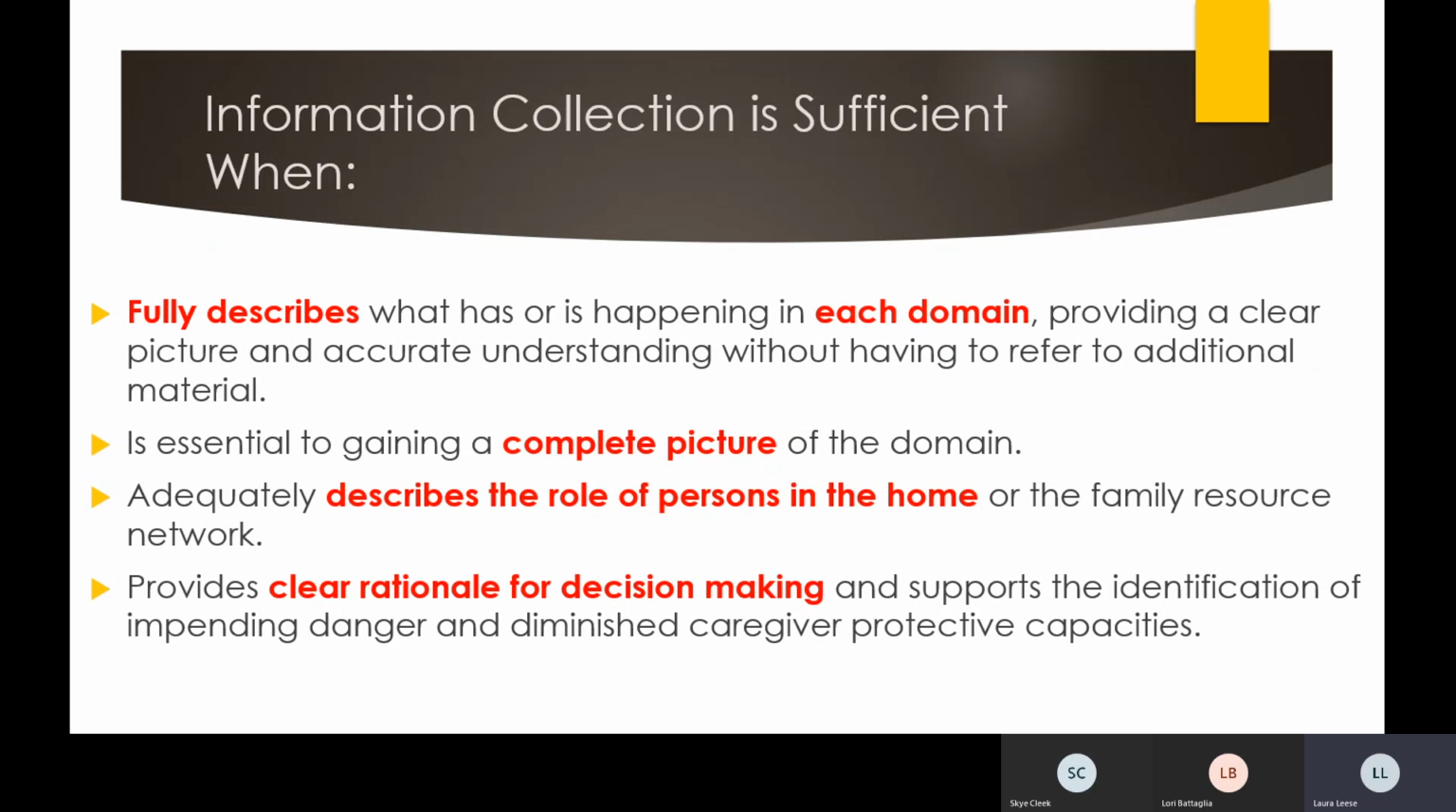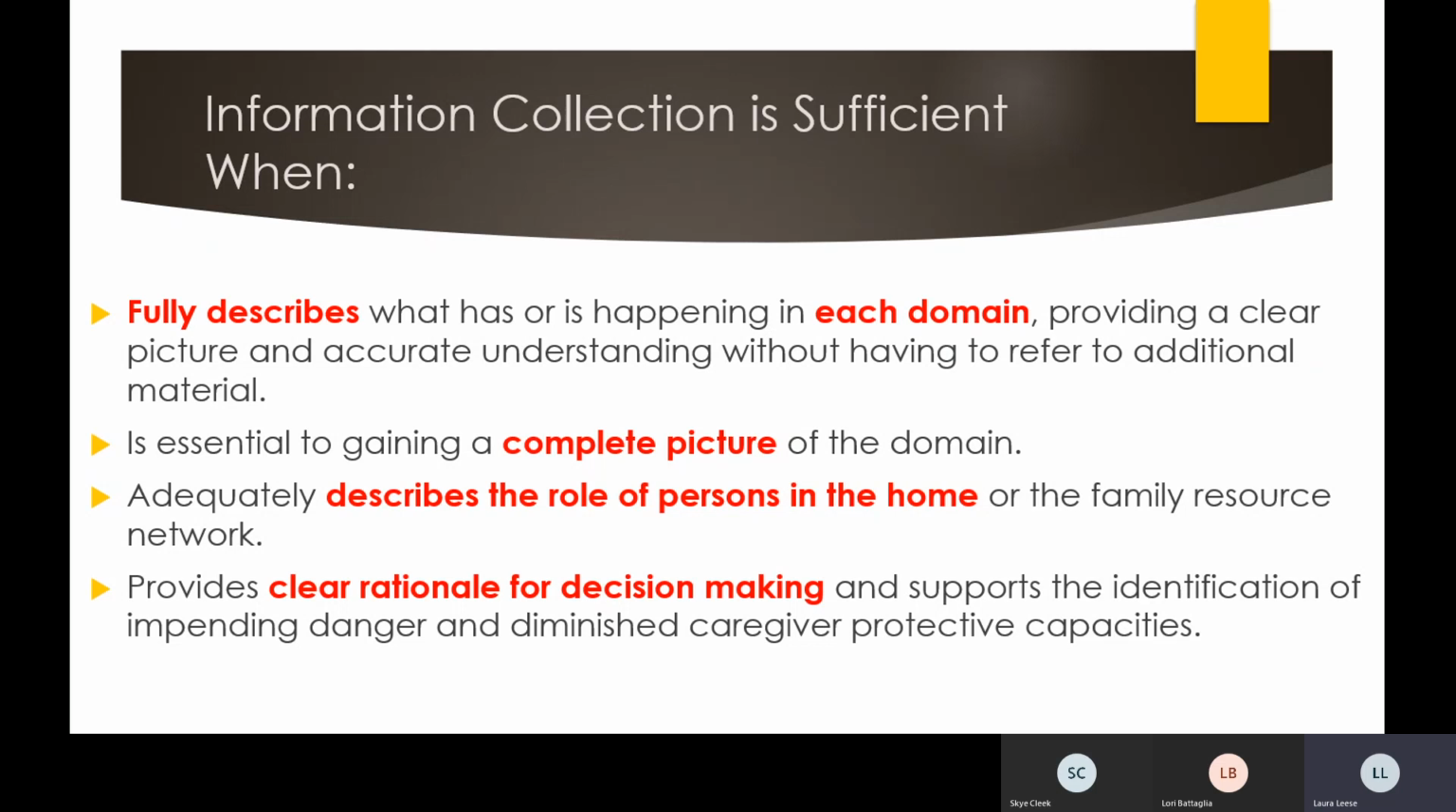Sufficient also means it adequately describes the roles of the persons in the home or the family resource network. So what that means is if there are two adults in the home, are they both caregivers? Is there one primary caregiver? Is there one person that is just there renting out a space and they have no role within the home? Or are they babysitters or temporary visiting? But it is important that it adequately describes the role of the persons in the home.